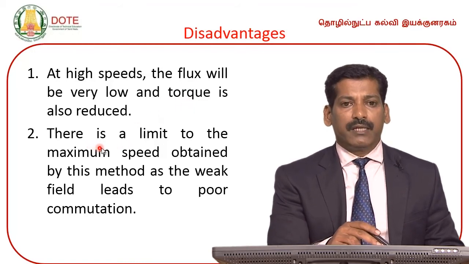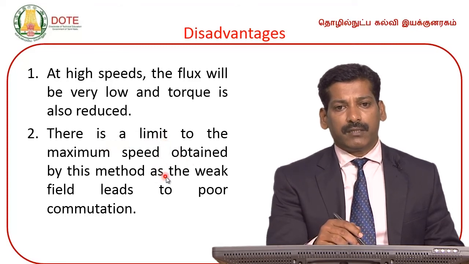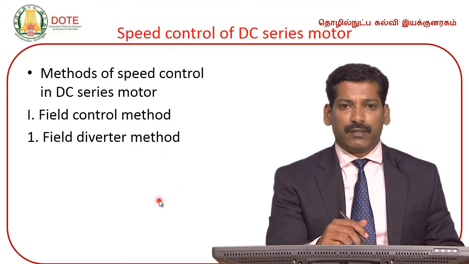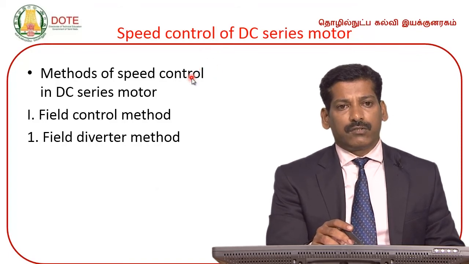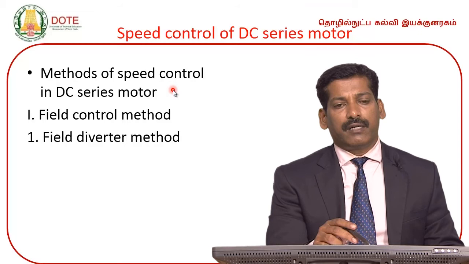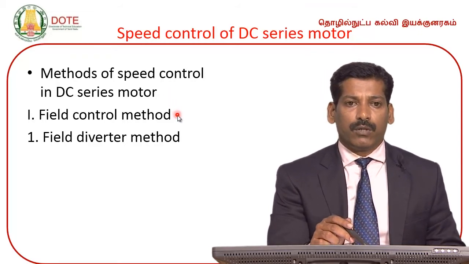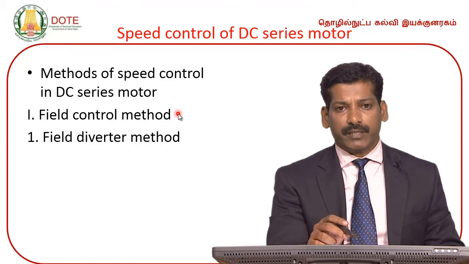Number 2, there is a limit to the maximum speed obtained by this method, as the weak field leads to poor commutation. Then, speed control of DC series motor. The methods employed in the speed control of DC series motor are: one is the field control method, and the other one is the field diverter method.